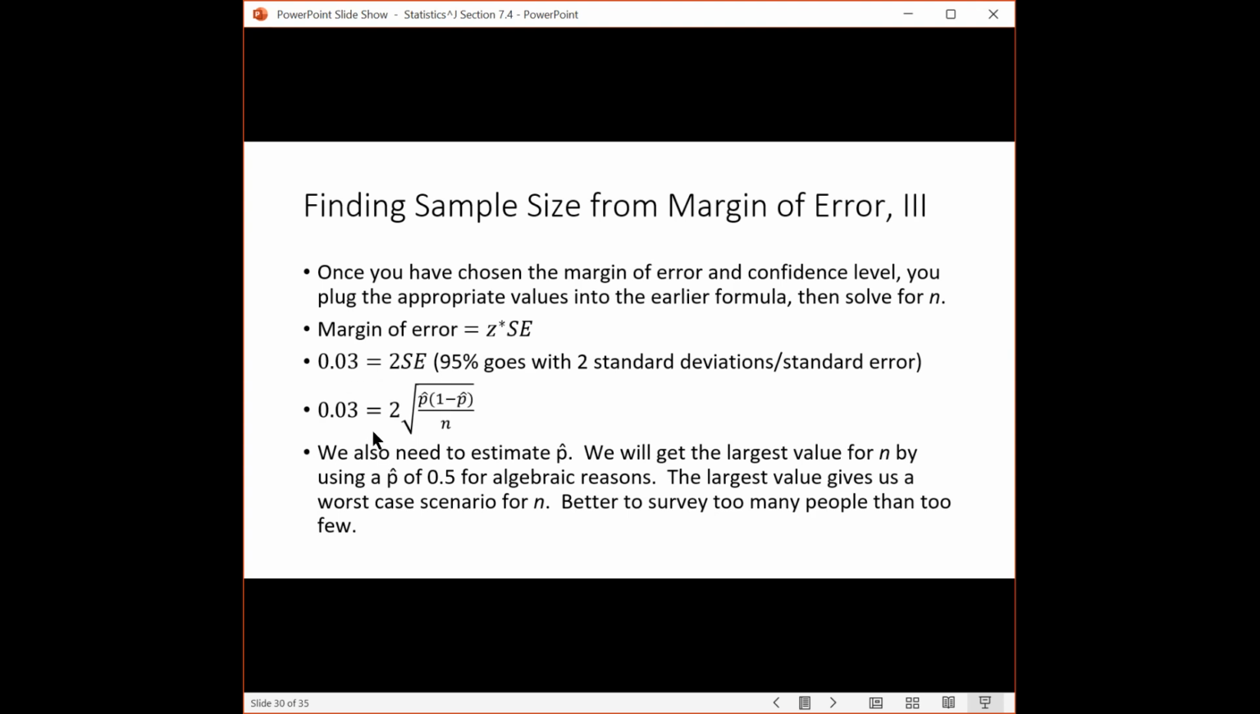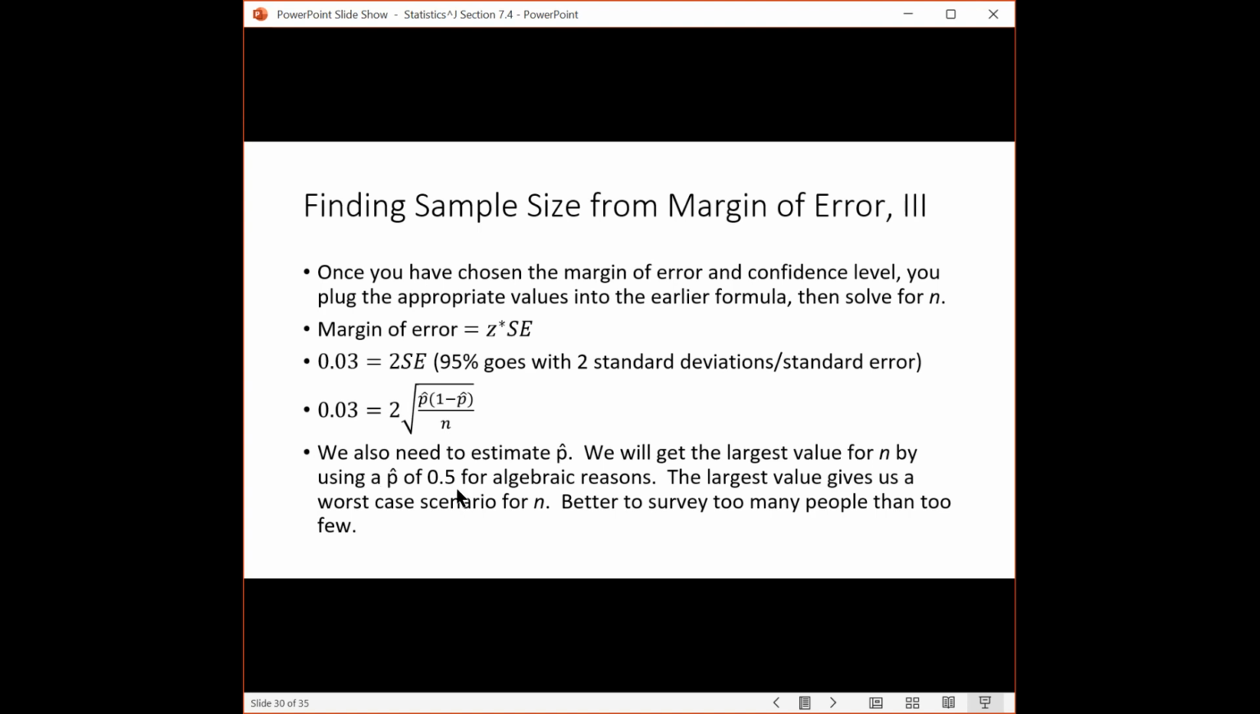And then the last piece here is, if you look at this formula, you can see that we've got two variables here, p hat and n, and n is the size of the sample. So we want n to be the only thing in this, and then we would just have algebra to solve this. So to get there, we need to come up with an estimate for p hat. And what we can do is we can estimate it at 0.5.